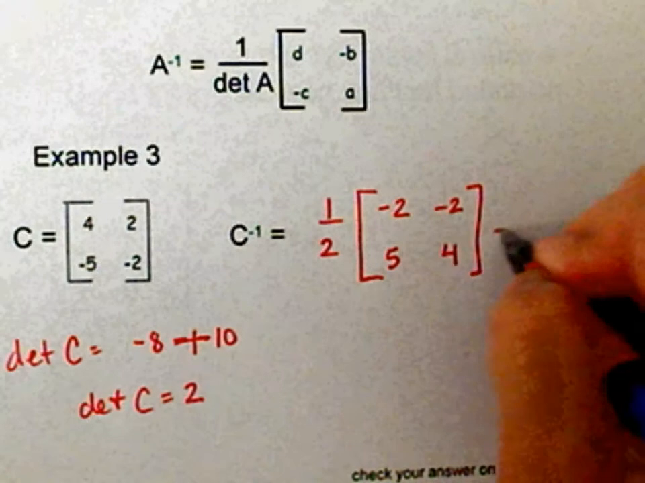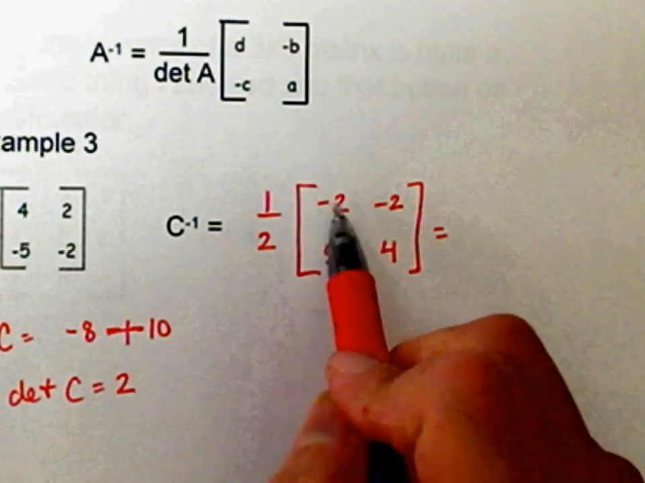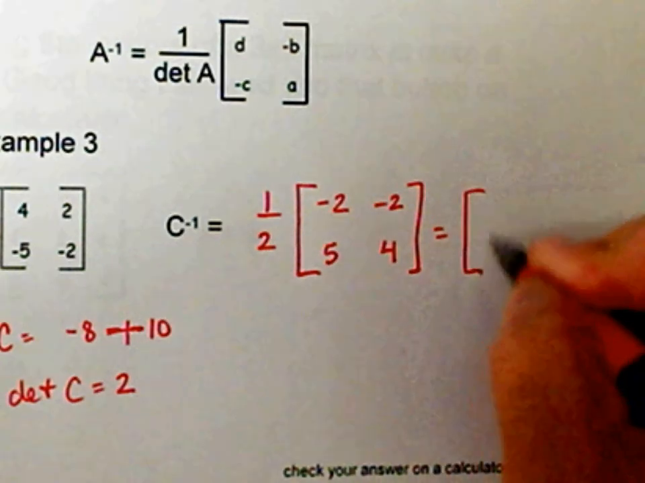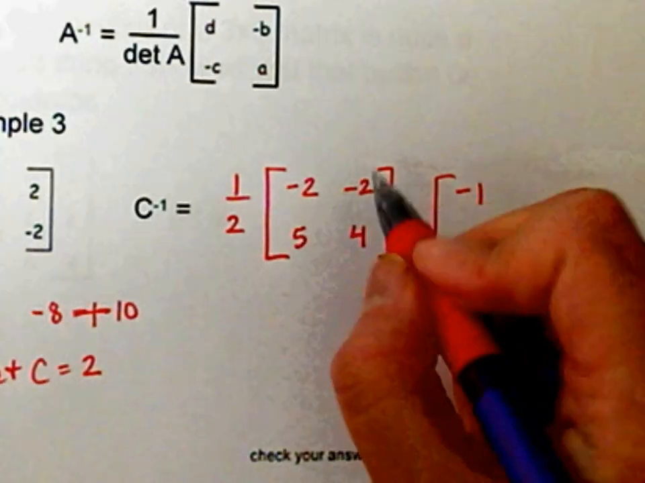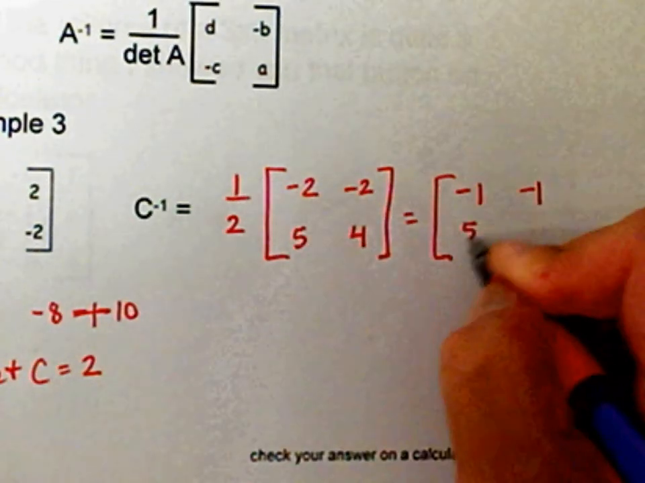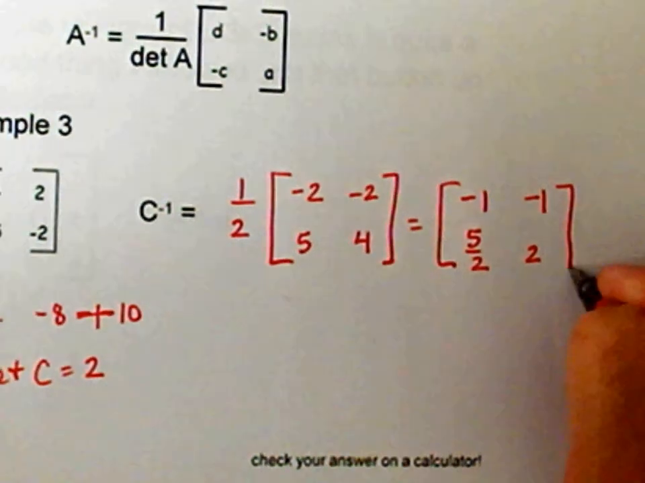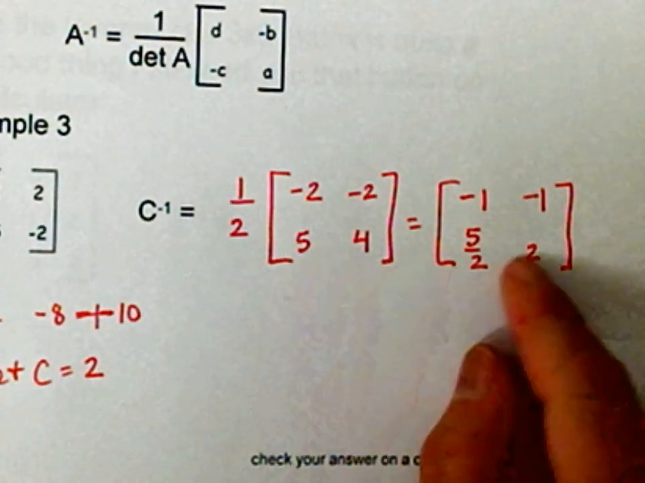So I'm going to go ahead and simplify. Negative 2 over 2 is negative 1. Negative 2 over 2 is negative 1. 1 times 5 is 5 over 2. 4 divided by 2 is 2. And if you need to be multiplying and not simplify, that's fine too, but I'm going to skip that step.